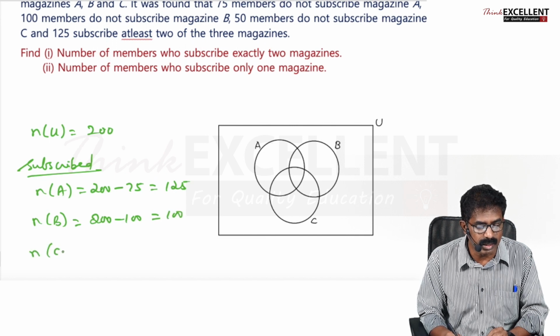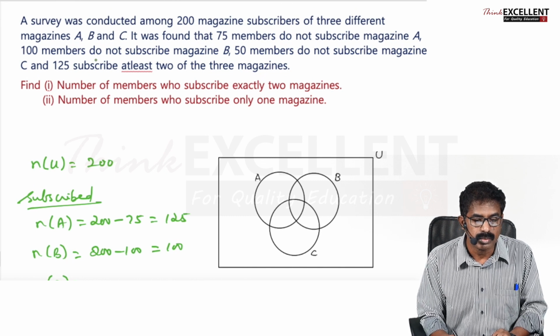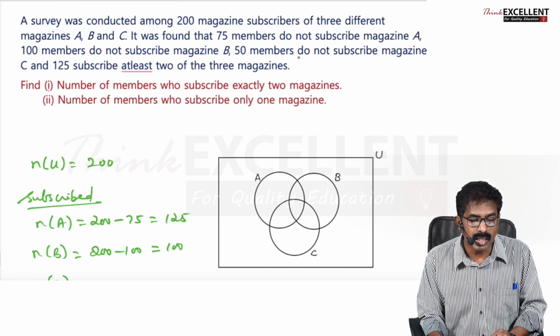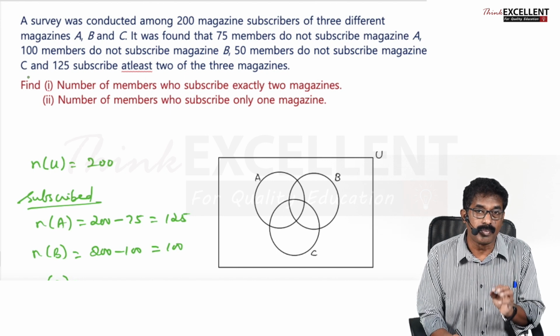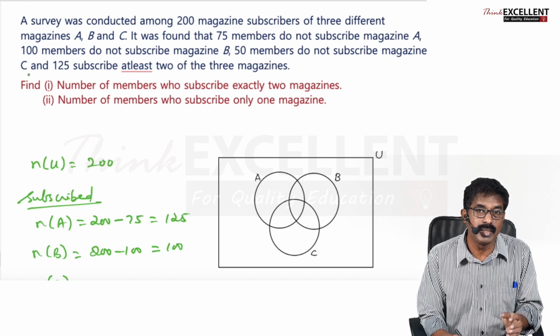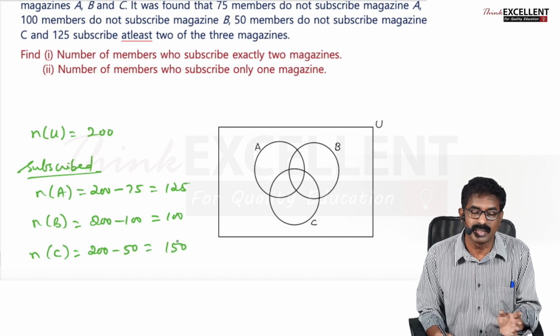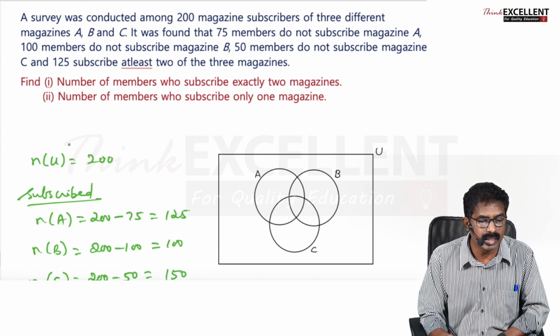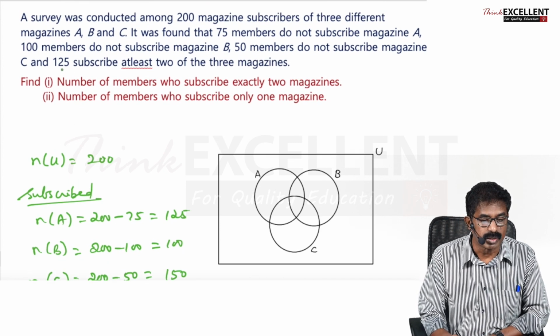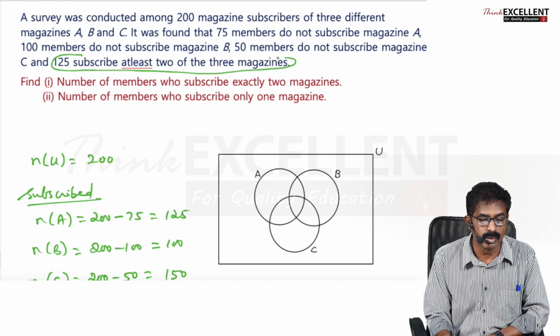Now let us see how many subscribe for C. What is given here? 50 members do not subscribe for magazine C. Out of 200, 50 of them not subscribed for C. That means the remaining. What's the remaining? 200 minus 50 equals 150. They subscribe for C. Okay, this is what is given. See what they asked here. And one more information: 125 subscribe at least 2 of the 3 magazines. Very important information. With this one we are going to do it.